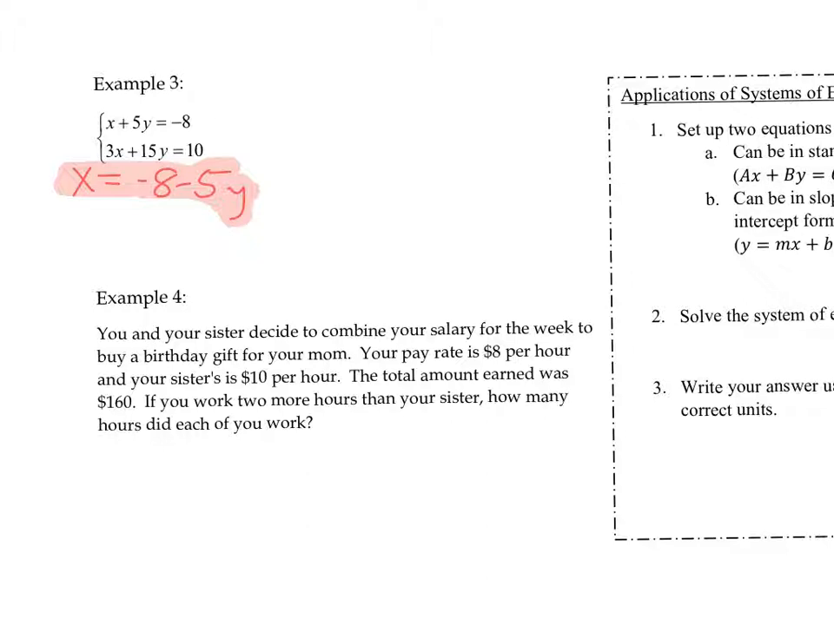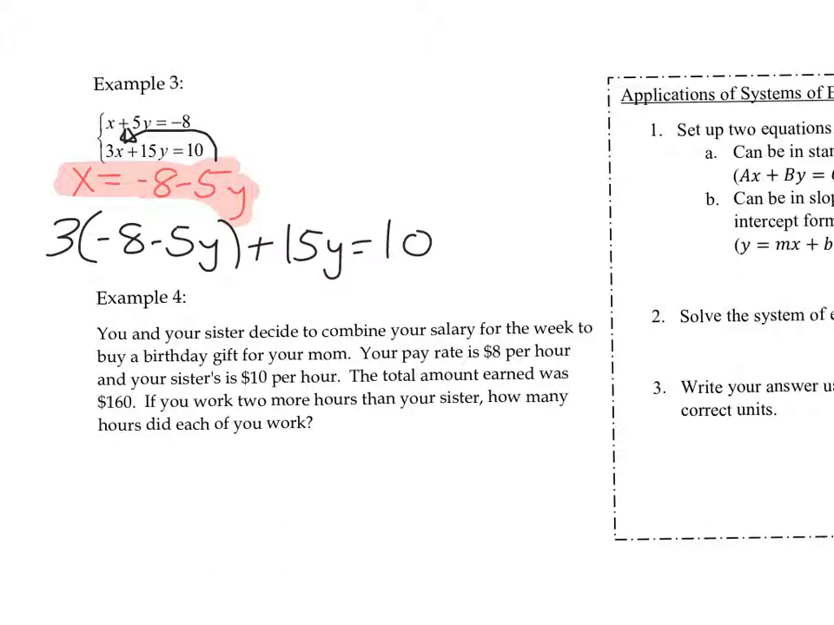Then we're going to go ahead and put this inside of the x value because we solved for x, so we're going to plug it into the second equation. So we have 3 times (negative 8 minus 5y), okay, plus 15y is equal to 10. And that right there, that's our blue step. Okay, we've plugged it in.